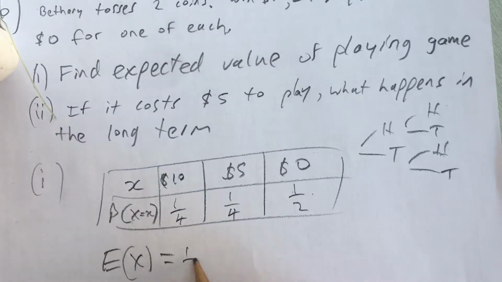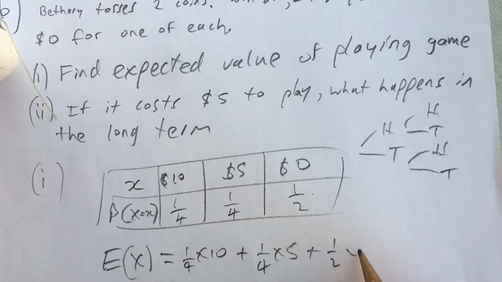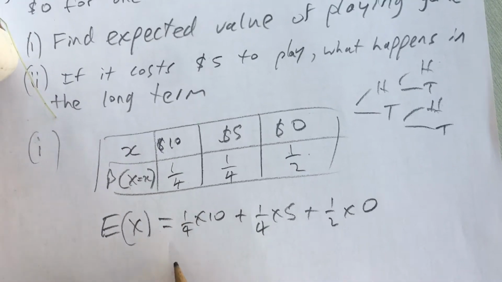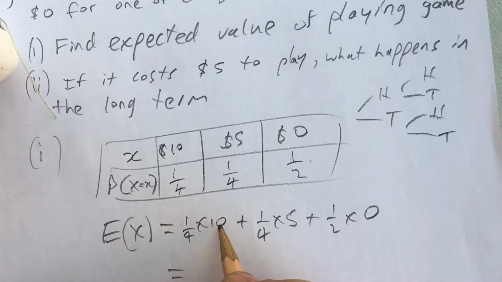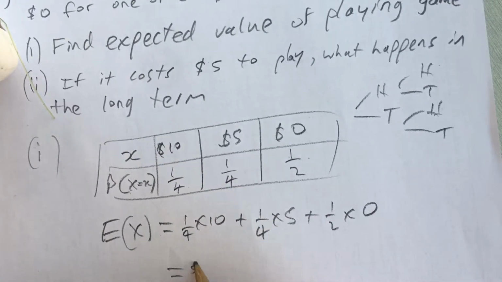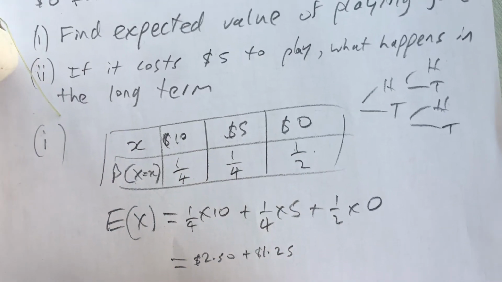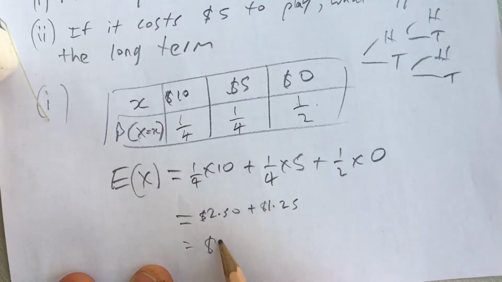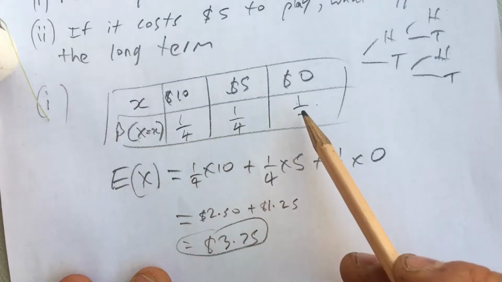It's the probability multiplied by the result. Probability times the result, although that's not going to give us any contributions at all. So that's going to be a quarter of 10, so that's $2.50. This is going to give us 5 quarters, so 1.25. This is 0, so it's $3.75. So that's the expected result of playing this game.